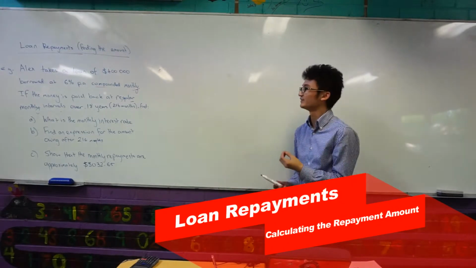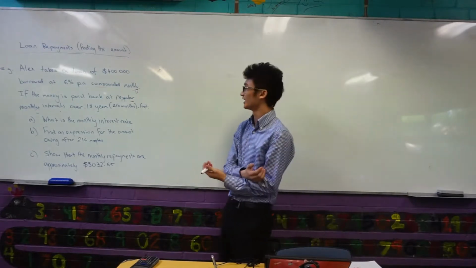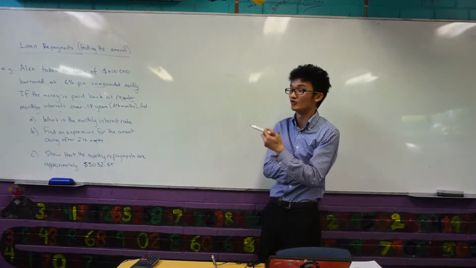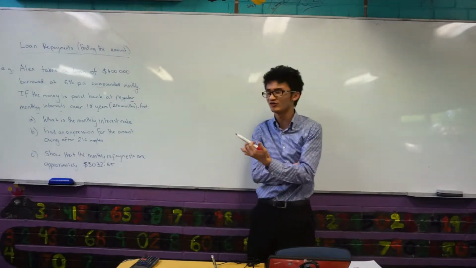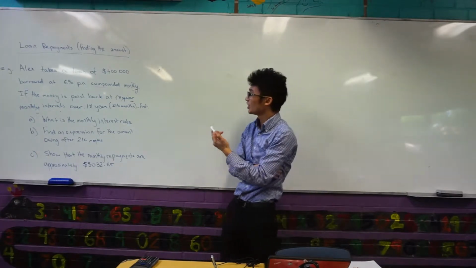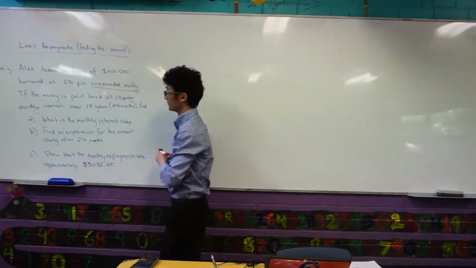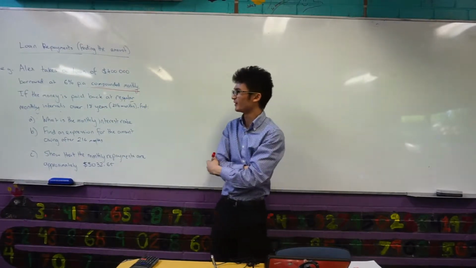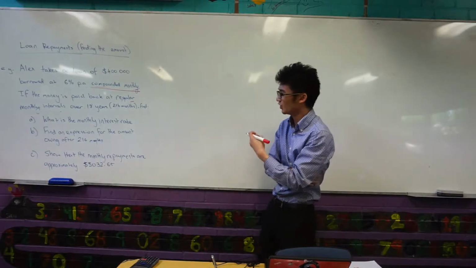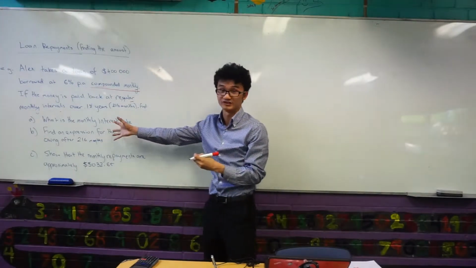Okay, so we've been looking at this idea of loan repayments recently, and here's another common type of question that they like to ask. It involves finding the amount of regular payments that are made to pay off a loan. In this situation, we've got Alex, and they've got a loan of $400,000, borrowed at 6% per annum, compounded monthly. That's really important, so I'm going to try to keep that at the back of my mind. If the money is paid back at regular monthly intervals over 18 years, or 216 months, they want us to find the following things about it.